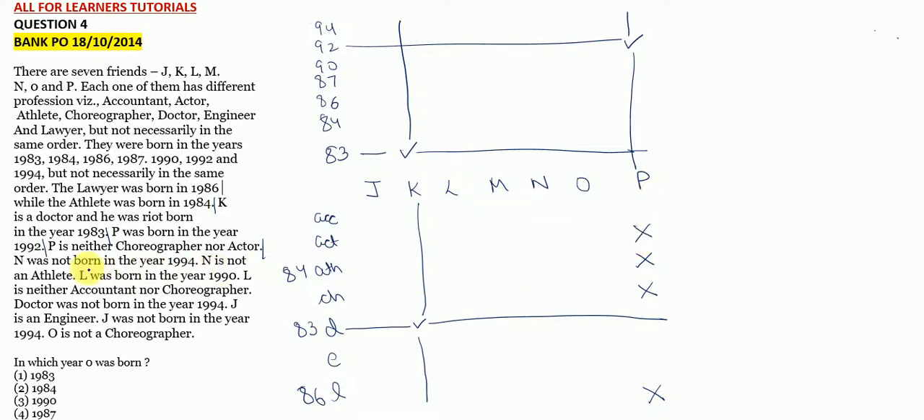N was not born in the year 1994. N is not an athlete, and he was not born in 84 also, clearly because he is not an athlete.